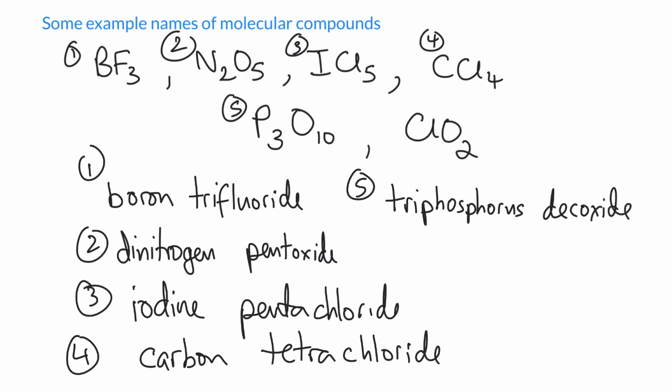decoxide. And then the last one, this trips people up occasionally because everyone's used to seeing Cl as chloride, but the first element is just the element name, so it's actually just chlorine, okay? And there's 2 oxygens, so it's dioxide.